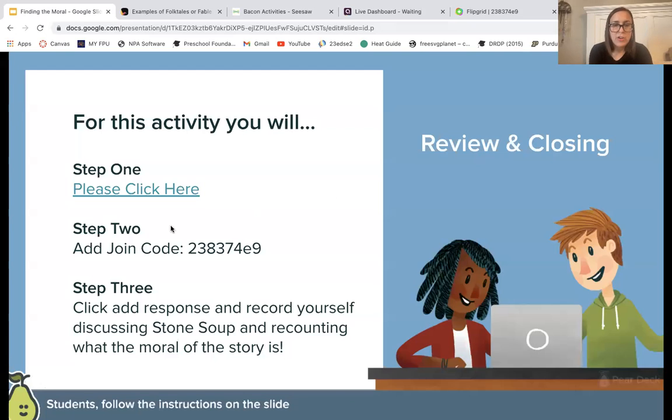For this activity, they're actually going to click the link and then add the join code. Since they've now had opportunities to read the story two or three times, they're going to record themselves discussing Stone Soup and recounting what the moral of the story is.